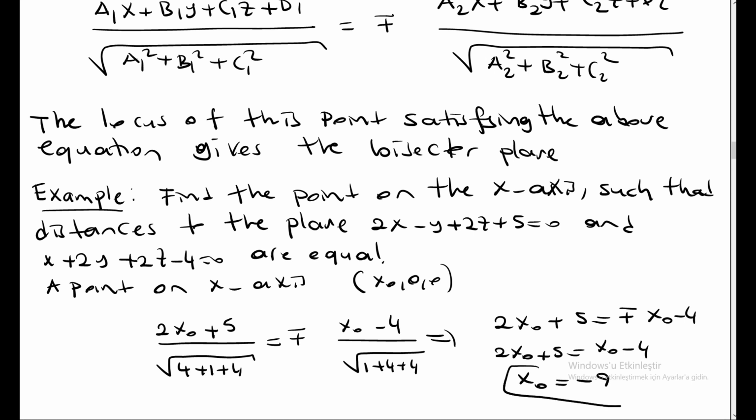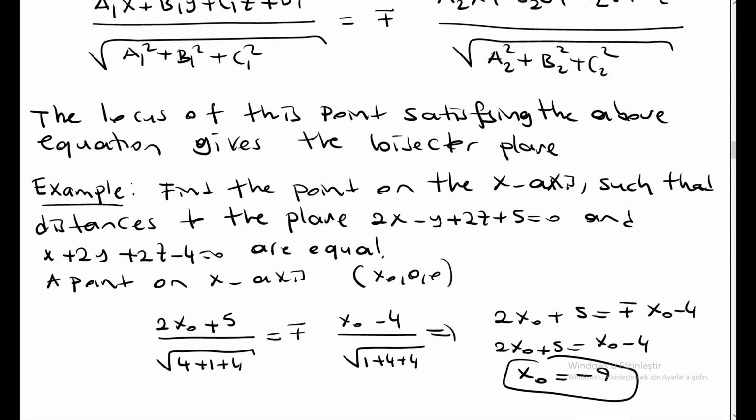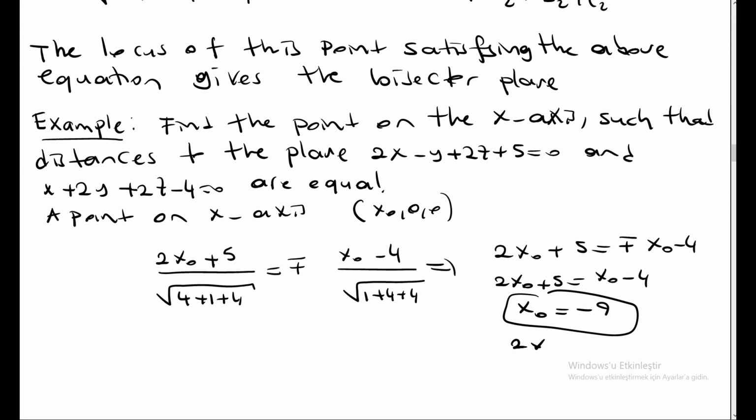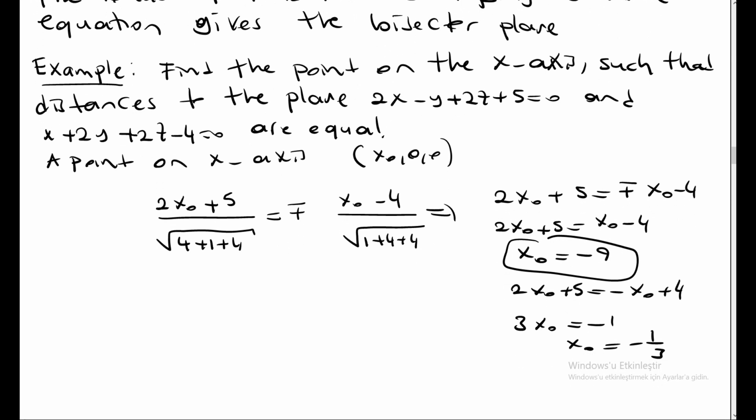Or you have this one: 2 times x sub 0 plus 5 equals negative x sub 0 plus 4. So you have 3 times x sub 0 equals negative 1. So x sub 0 will be negative 1 over 3. So you have 2 points actually. These points are (negative 9, 0, 0) or (negative 1 over 3, 0, 0).